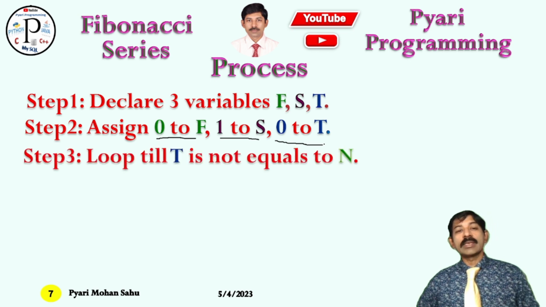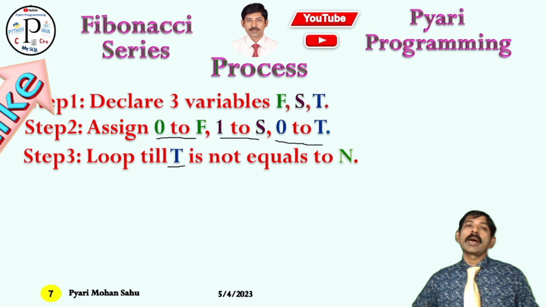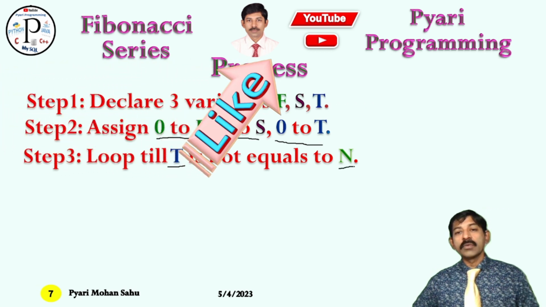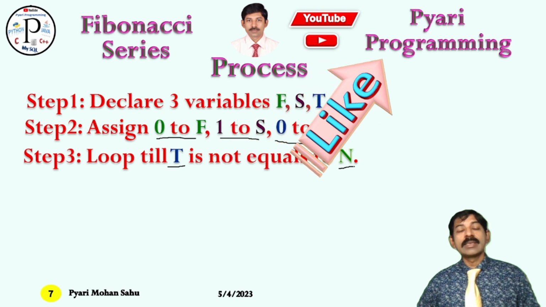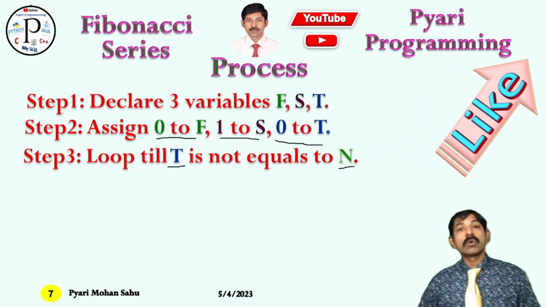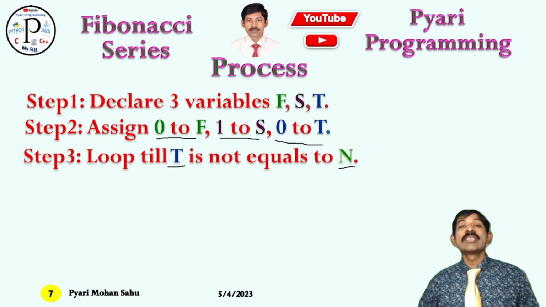The next step says that loop till t is not equal to n. Now why am I considering t in a condition? Why am I checking it with n? Why not with first or second? Those are the things that we should understand, then only you will be able to write the program if the question is different or changed.